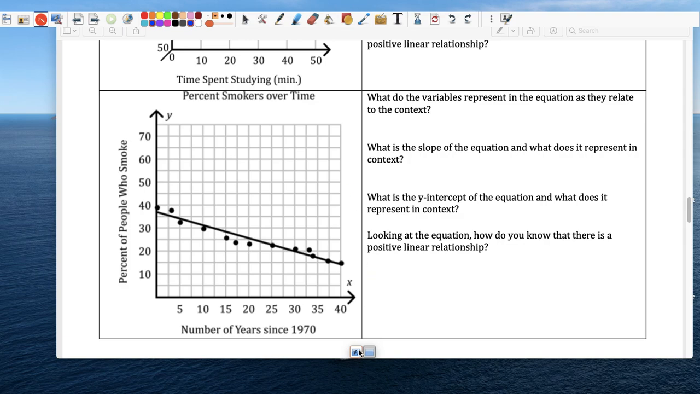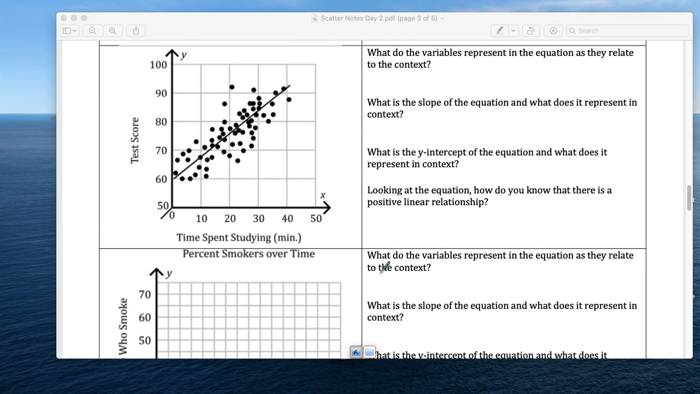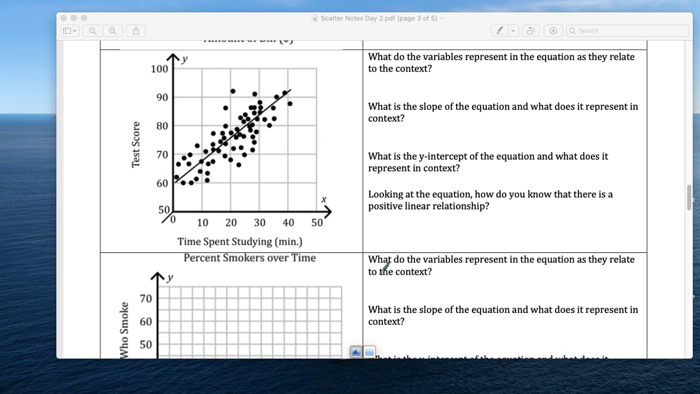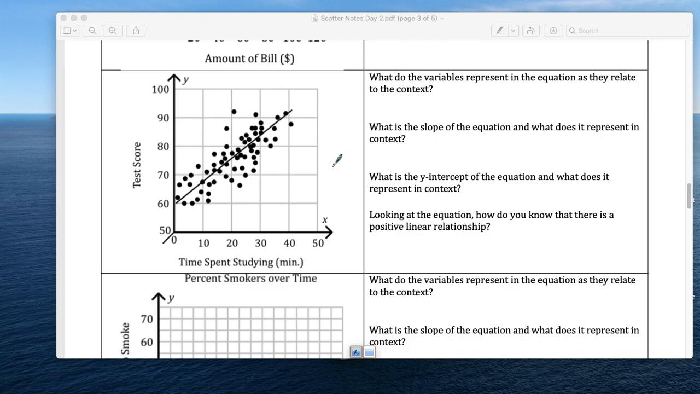This is my second attempt because the first attempt went bad. All right, so now we're talking about, besides knowing if it's a positive or negative correlation or no correlation, finding the equation line to predict. It's not going to be perfect because, as you can tell, it's a scatter plot.